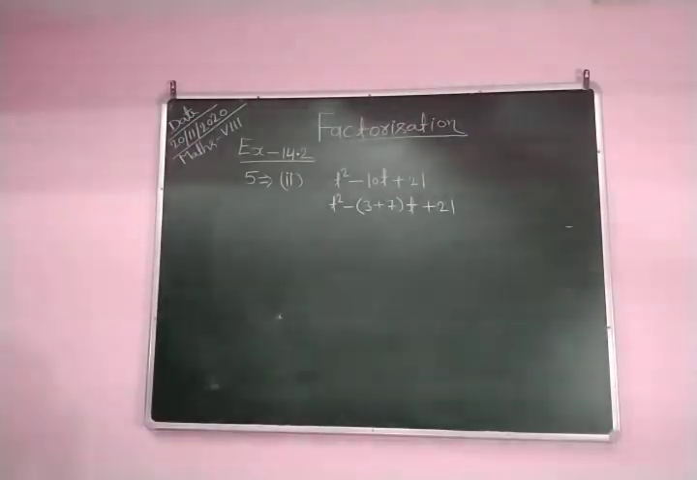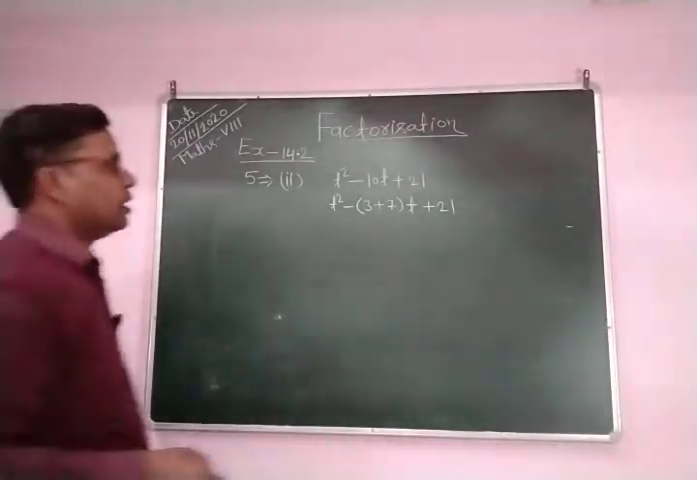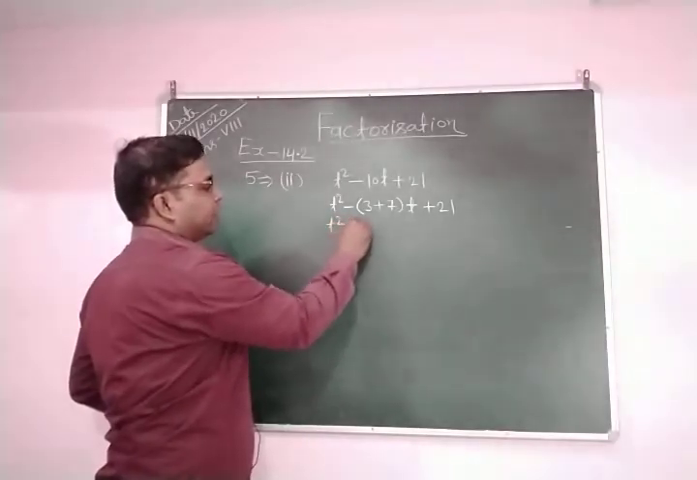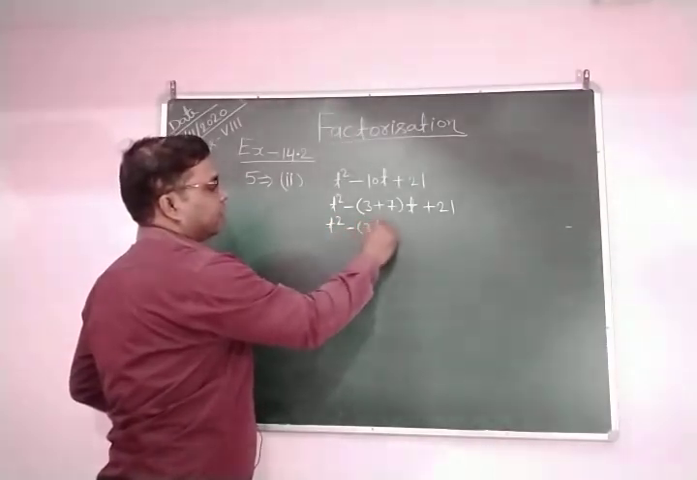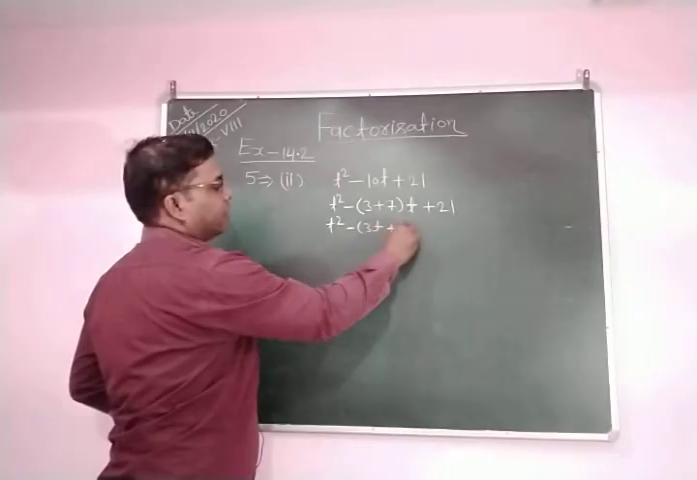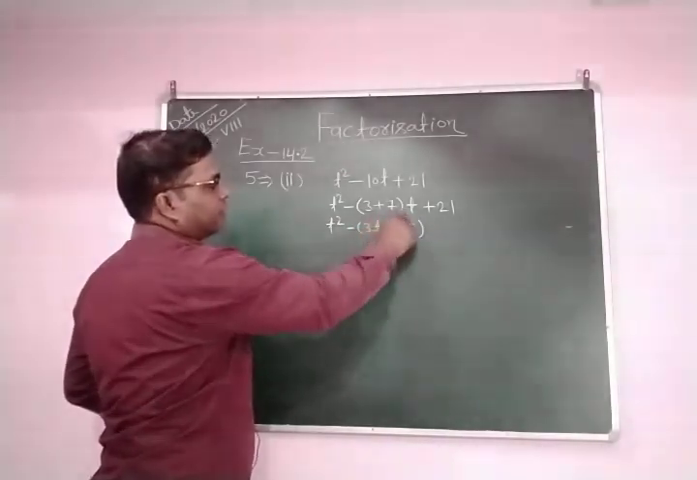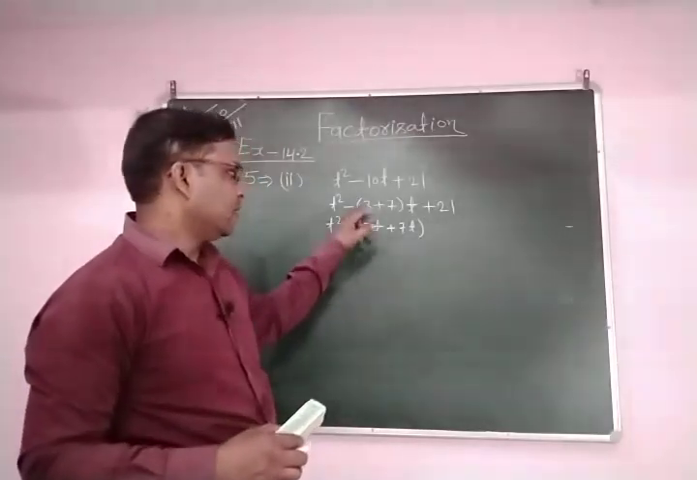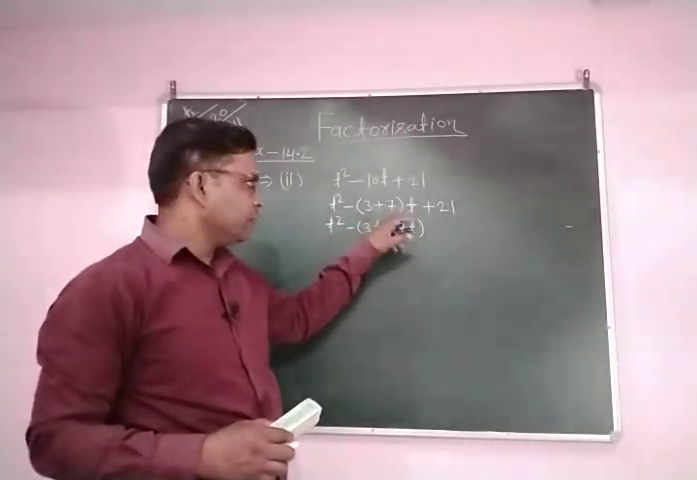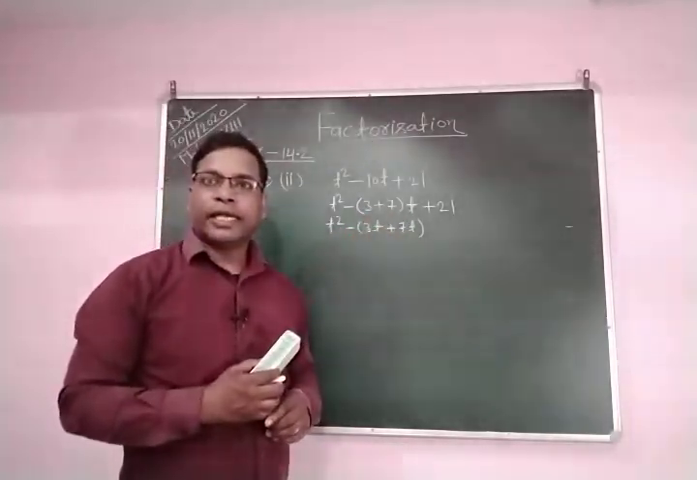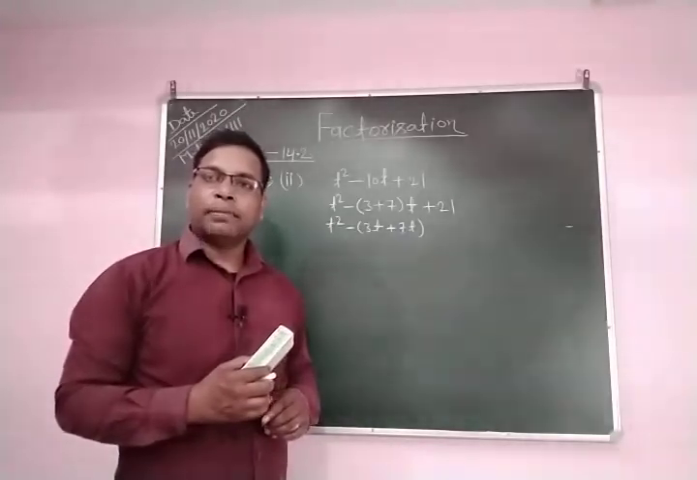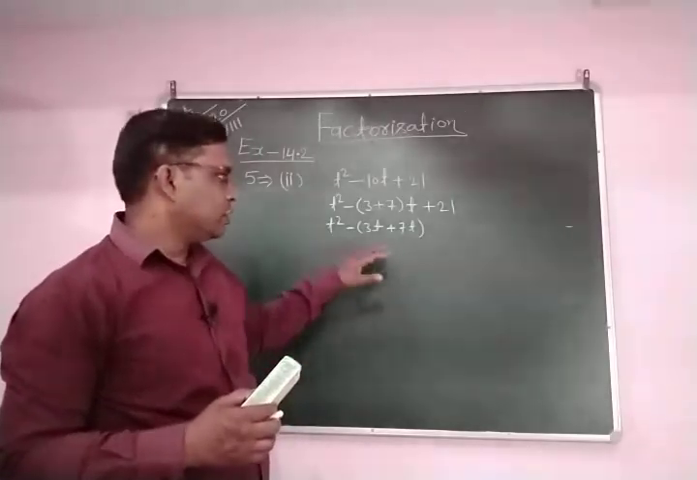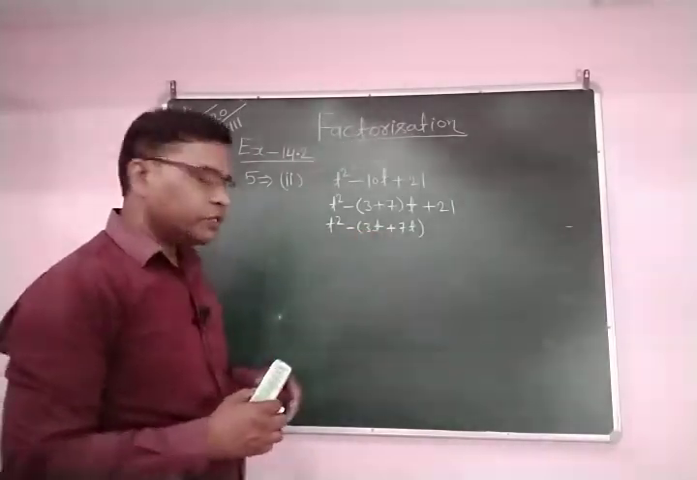21. Okay, so when you open this bracket, if you multiply this, then you obtain here t square minus 3t plus 7t. You know, this is a multiplication over additions. Okay, here you use the right distributive law of multiplication over additions. What is the right distributive law of multiplication over addition, you know very well.